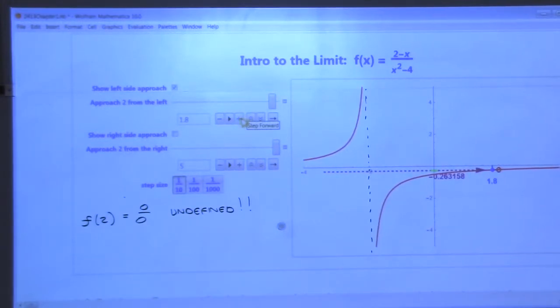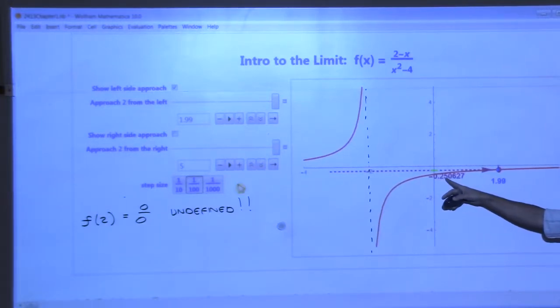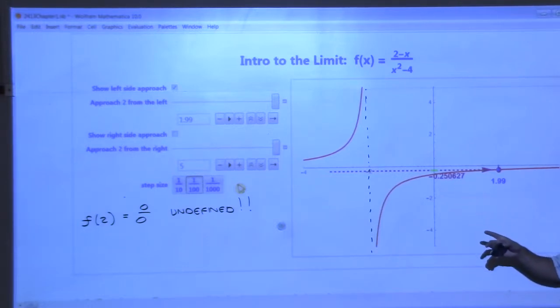What's my y value here? Can you read that or no? Negative 0.26. I get a little closer. Negative 0.25. Let me get even closer. 1.99. And I'm at negative 0.2506. Doesn't it look like it's headed towards something? What would you venture a guess to be here that it's headed towards? Negative 0.25? That's a good guess, right?